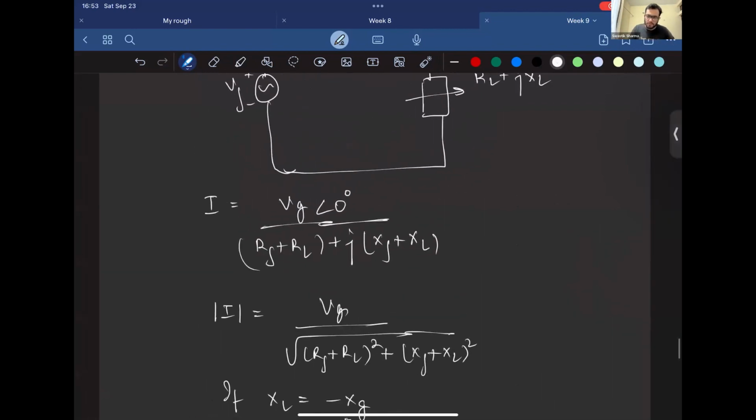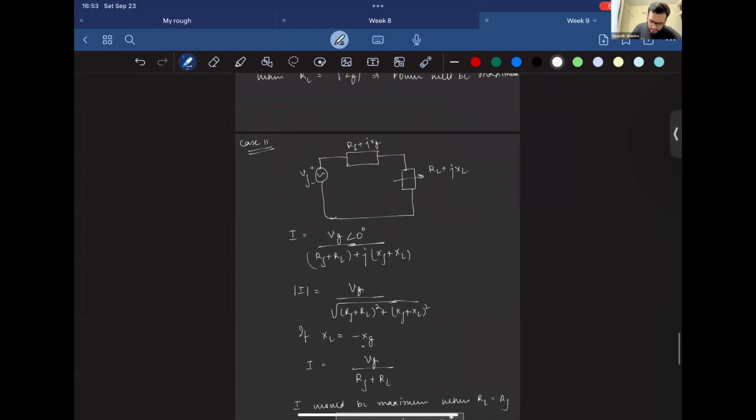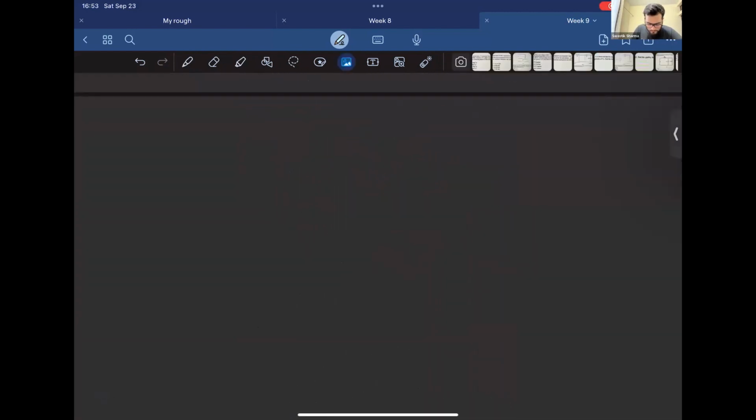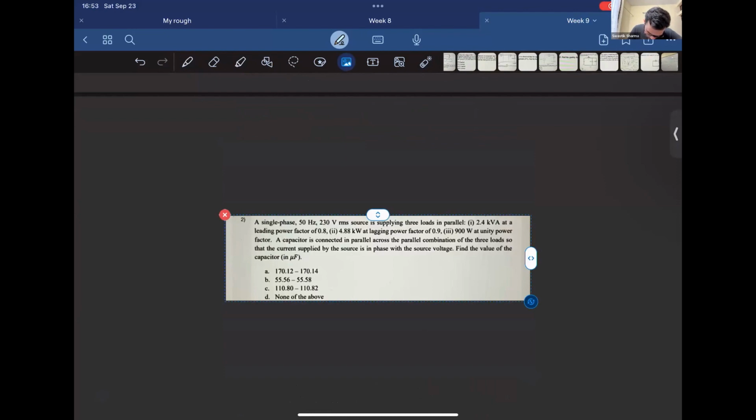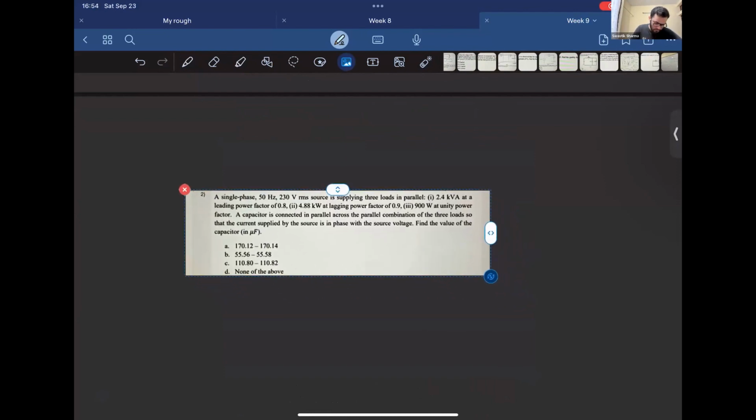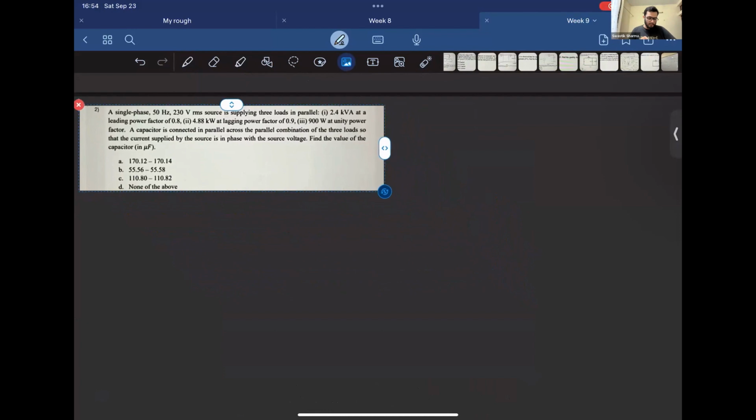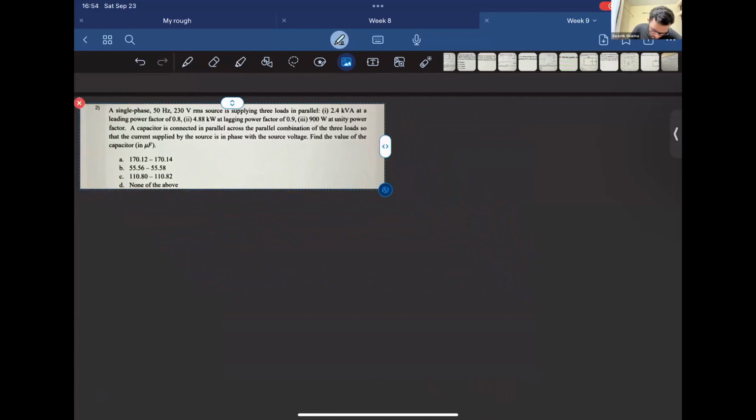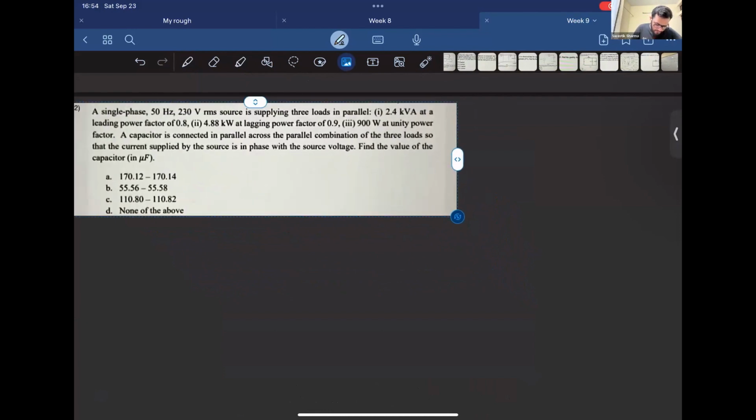So let's solve a few questions based on this, and then we'll move to three-phase circuits. This is a three-phase, yeah, this is for single phase. So what we are given in this question, you can see it clearly, right? You can solve it with me.